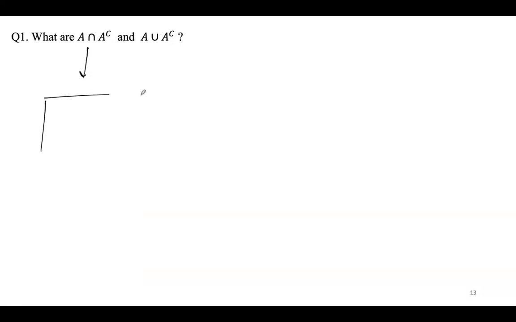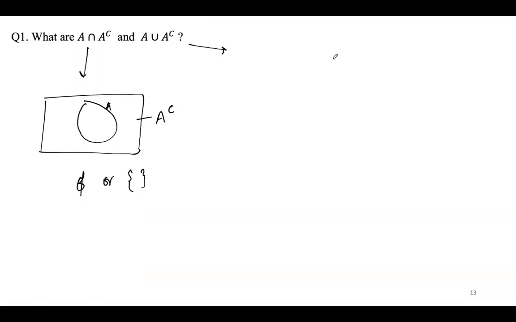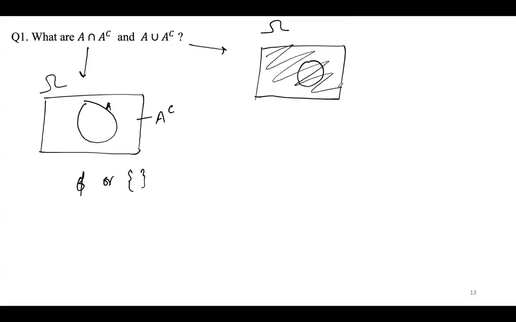So this is the universe. This is my set A, the circle. And this thing is A complement. There's nothing common in those, right? So this gives me phi, or the null set. And for the union, the whole thing is the universal set, or the sample space. So A and its complement is going to give me everything. So it's again equal to the universal set. All right. Nice.